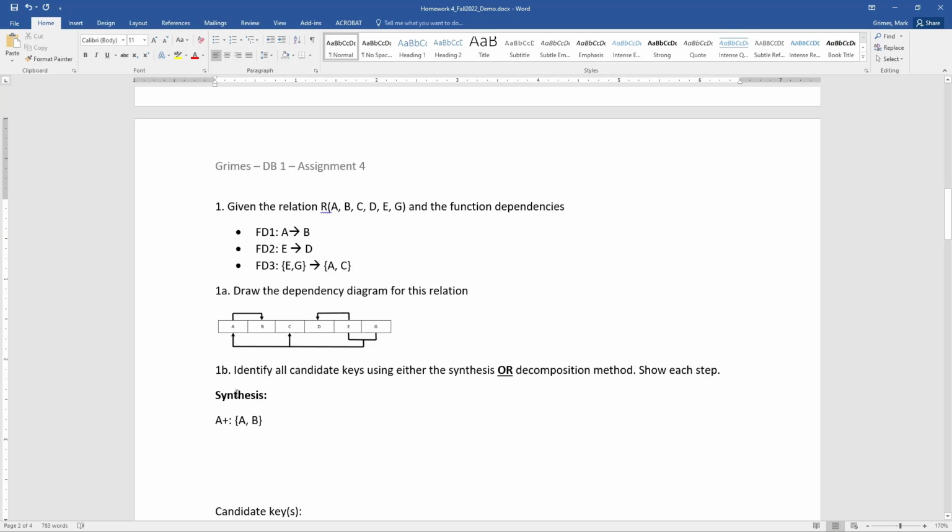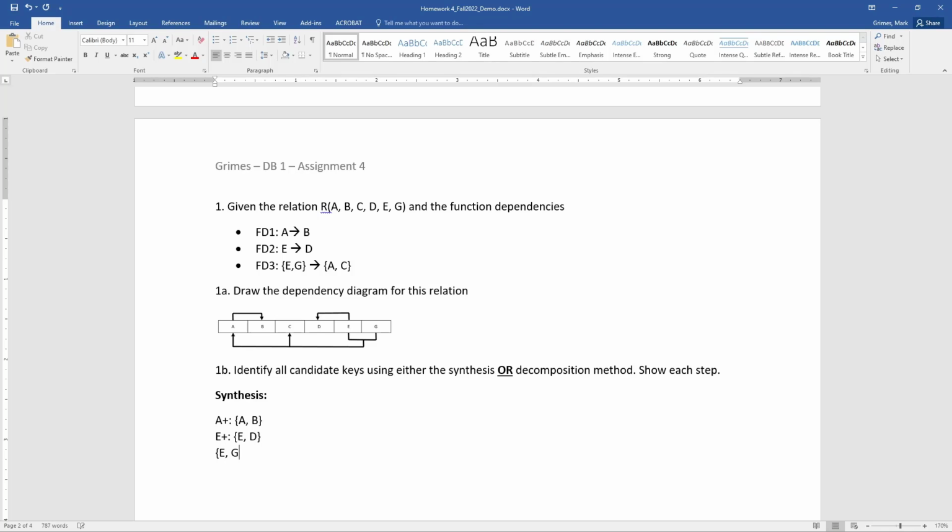Looking at our next determinant, E, the closure of E is going to be, of course, through reflexivity, E, and through functional dependency 2, E determines D. So D will be in the closure. And then I don't see anything else that E or D can functionally determine. So I believe that's going to be it for the closure of E.